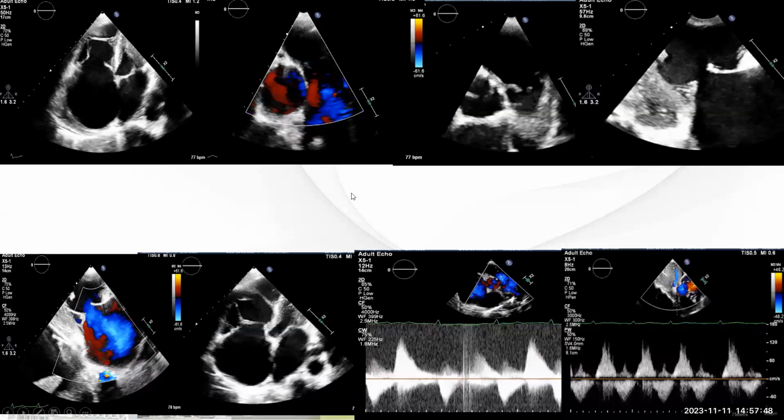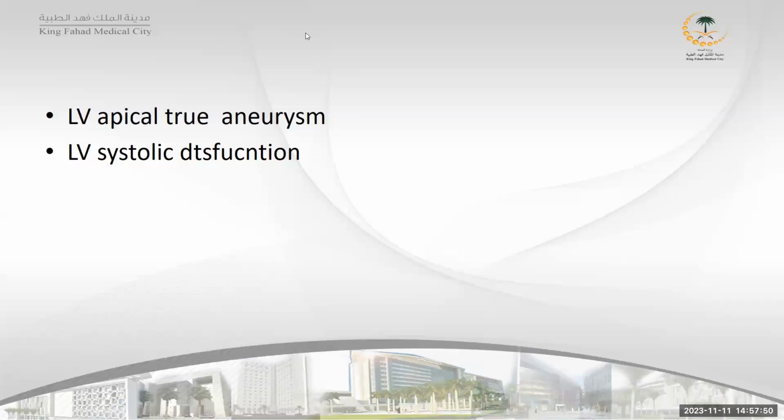Sorry, I will go back. False aneurysm with false tendon, diverticulum. There is some pouch, that's right. Okay.